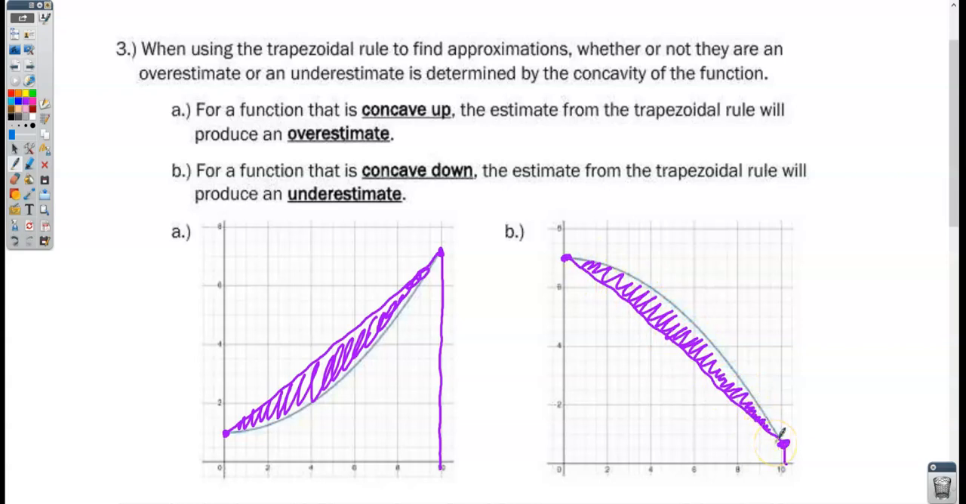Okay, so we've got three scenarios that we can pay attention to as far as whether or not an approximation is an underestimate or an overestimate. If a function is strictly increasing, the left Riemann sum will be an underestimate, the right Riemann sum will be an overestimate. If a function is strictly decreasing, then the left Riemann sum will be an overestimate, the right Riemann sum will be an underestimate. If a function's concave up, then the trapezoidal rule will result in an overestimate, and if it's concave down, then the trapezoidal rule will result in an underestimate.